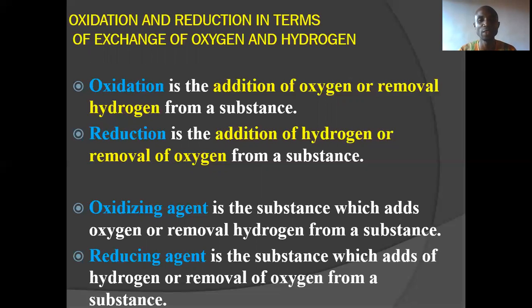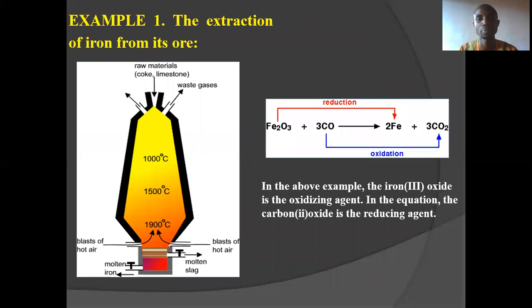So reducing agent and oxidizing agent occur at the reactant side of a given equation, so that at the end of the reaction, that particular substance gets reduced and oxidized, whereby we have oxidation and reduction reactions. We'll take some examples of oxidation and reduction reactions in terms of oxygen and hydrogen.